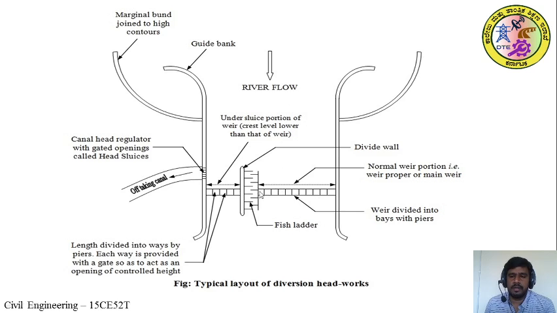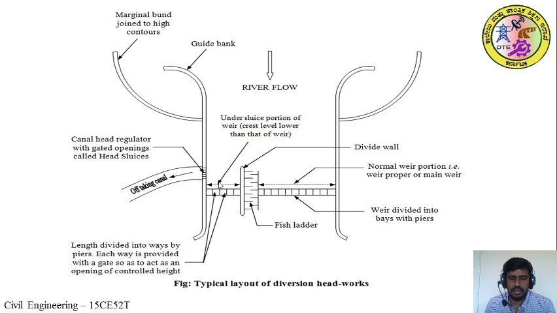If you construct this barrier alone, it won't fulfill our demand, that means to divert the water to the off-taking canals. There are so many problems. So in order to overcome that, we need some other components along with this weir. Those components are the divide wall, canal head regulators, approach channels, under sluices and so on. And look at this, this is a guide bank, this is a marginal bund, this is a canal head regulator, and this is the off-taking canal. Here these are the under sluices.